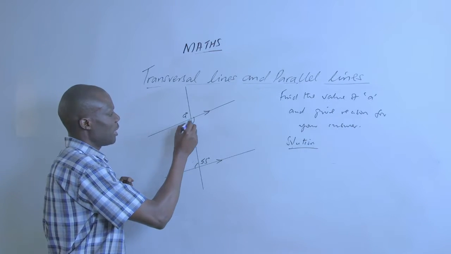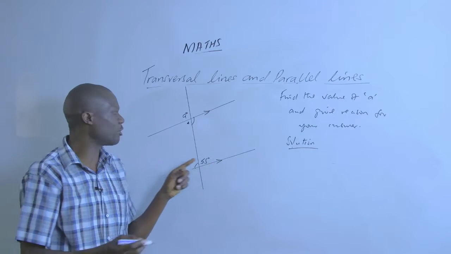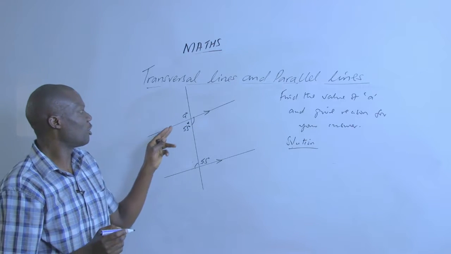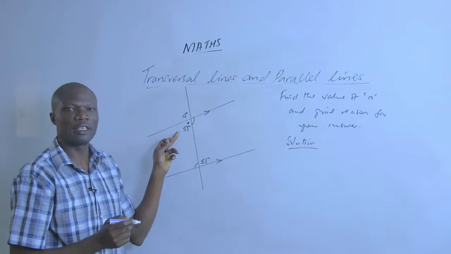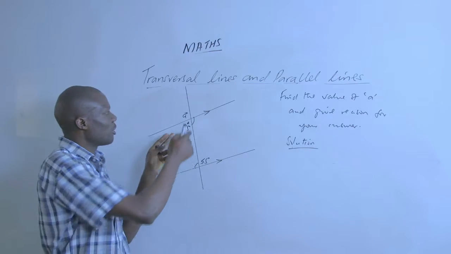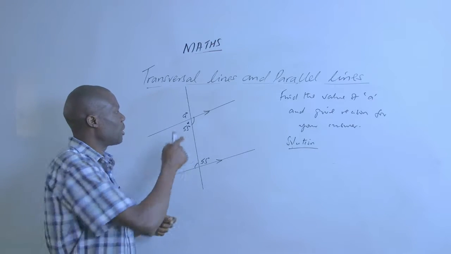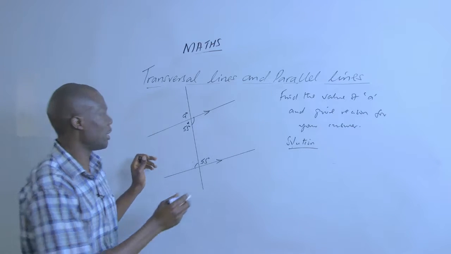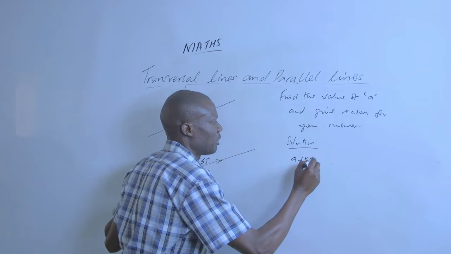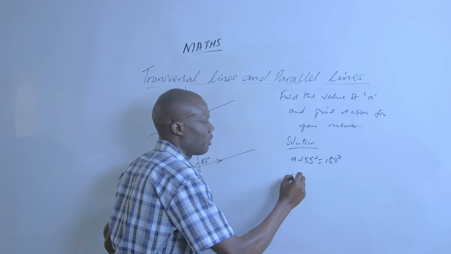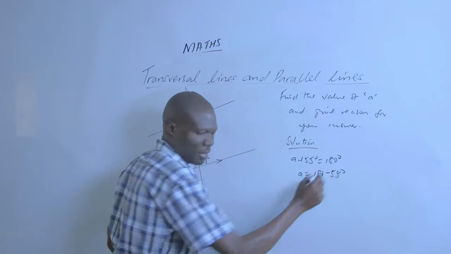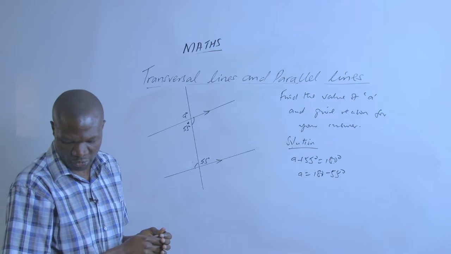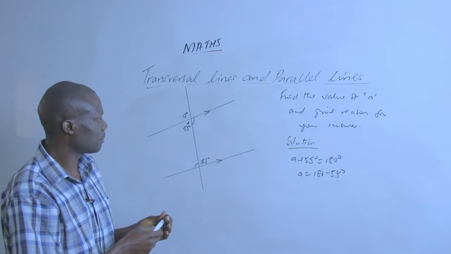For example, this angle here is alternate to 55, which implies that this angle is 55 degrees. Then you'll notice that the relationship between A and 55, the two angles are on the same straight line, and they form a supplementary pair of angles, which implies that A plus 55 is equal to 180 degrees. Therefore, A is 180 minus 55 degrees.